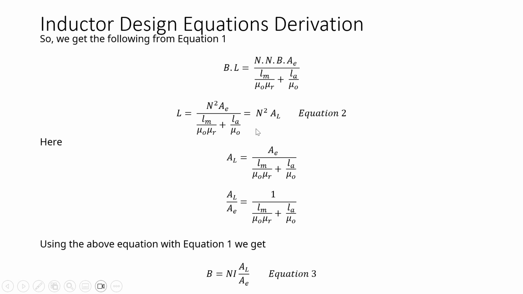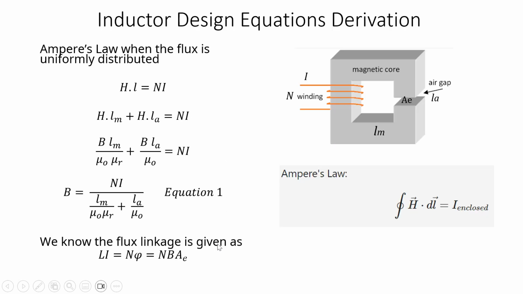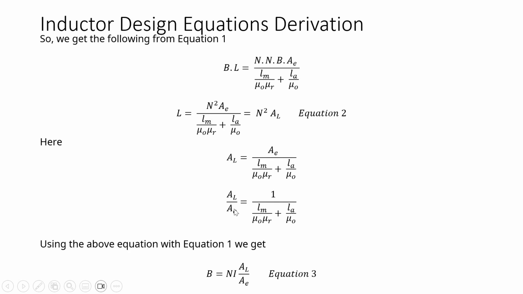So we can find the value of the AL with this expression, and if we put this value of AE in this direction, then we will get the ratio of AL and AE, and this ratio can be used in equation 1, which is this one. So we can use this value here, and if we replace this factor in equation 1 with this one, then we get the value of the flux density in this way.